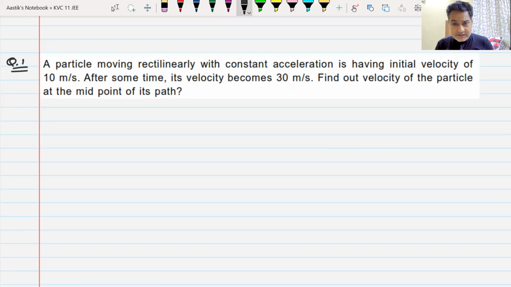Remember, choose the best possible equation. The best possible equation will give your answer in the least amount of time.